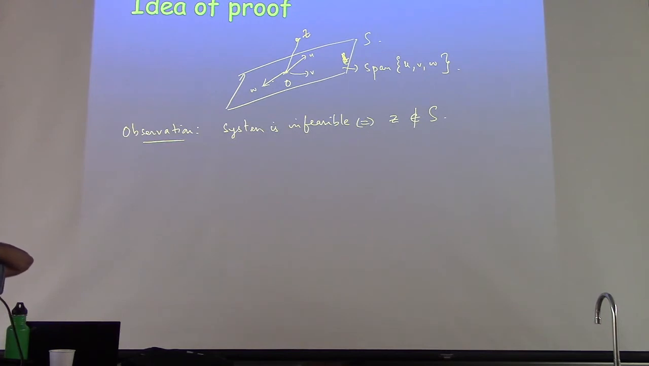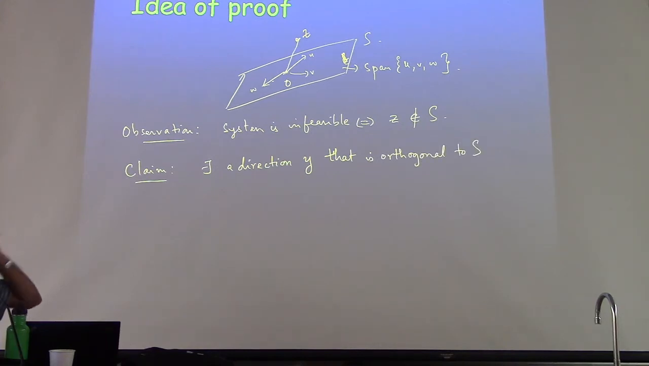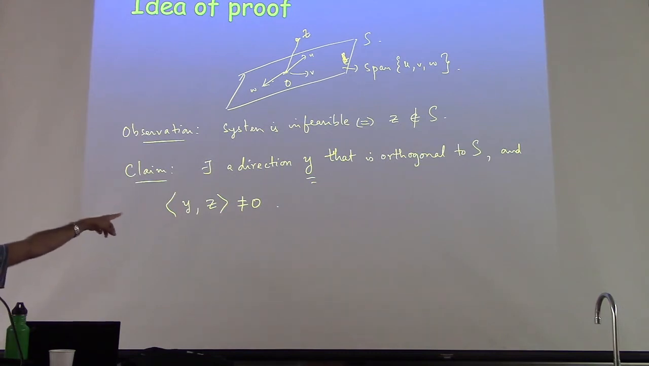So what can you say about this kind of configuration? What I want to claim is that there exists a direction Y which is orthogonal to S, and the inner product of Y and Z is non-zero. Okay, so there exists some Y such that it's orthogonal to the whole space and it has some non-zero dot product with Z.